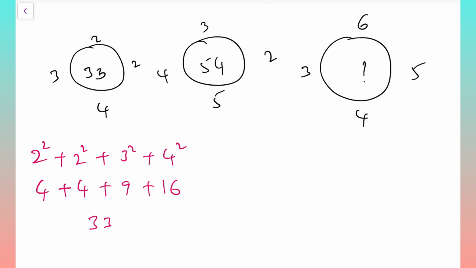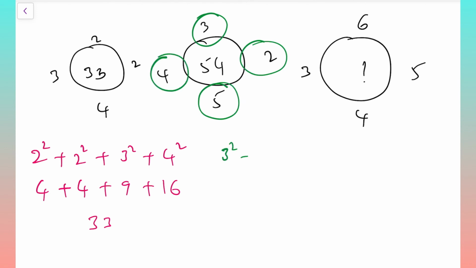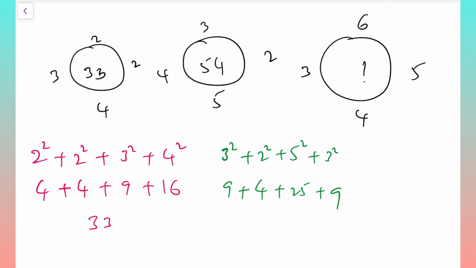Next, the second one also we will check. 3 square plus 2 square plus 5 square plus 4 square. 3 square 9 plus 2 square 4 plus 5 square 25 plus 3 square 9. So 9 plus 4 is 13. 13 plus 25 is 38. 38 plus 9 is 47.